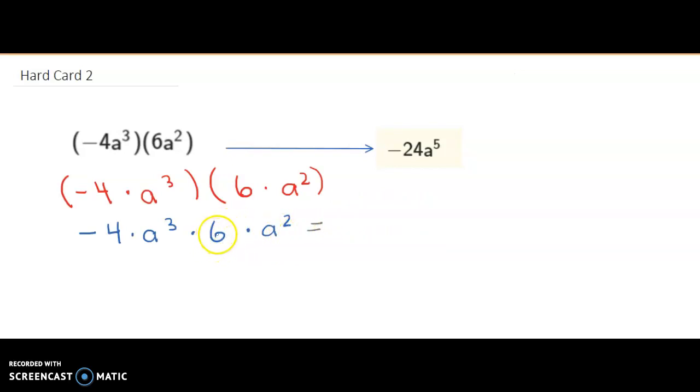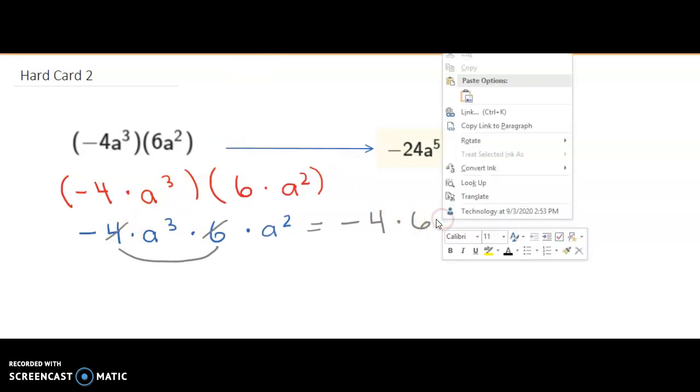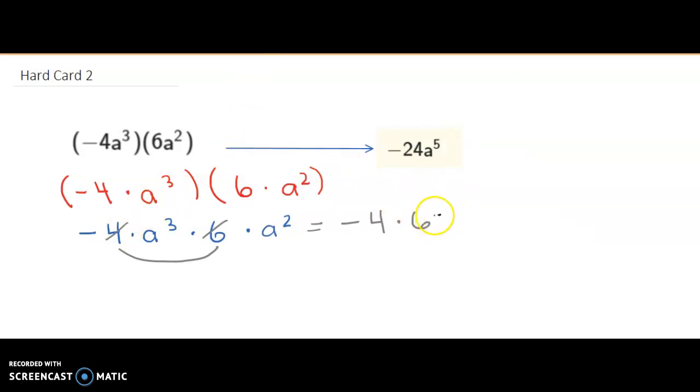So all I'm going to do is put like the numbers together. So we have this -4 and 6, so -4 times 6. I like to cross them off when I use them, just so I don't double use them or forget them. Times, well then we have a to the 3rd times a squared. So all I've done is I've taken this and I've kind of rearranged it. Same thing.